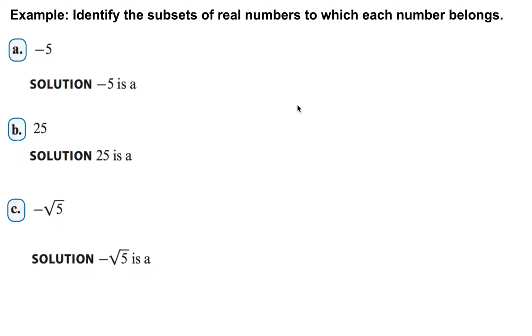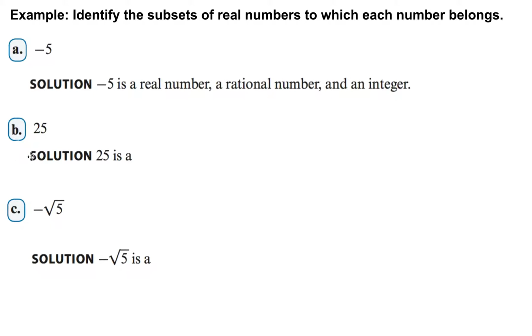So let's look at some examples. It says identify the subsets of real numbers to which each number belongs. We're going to start with -5 for letter A. And -5 is a real number, if we start at the very outer edge here. And then let's move our way in. It's also rational. It can be represented as a fraction, -5/1. It's also an integer. It is not a natural number. It is not a whole number because it is negative. So the furthest down in that we can drill is the integer.